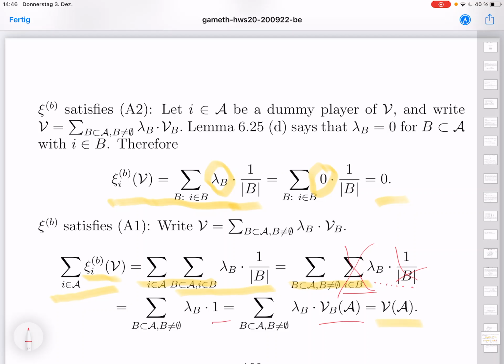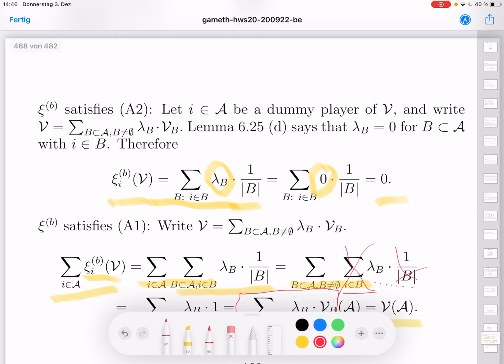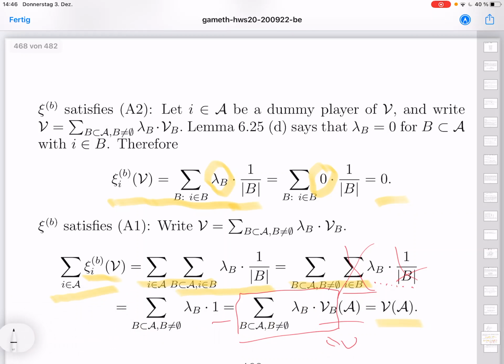And now we are already finished. Here we have again this formula for v. This is equal to v. And so we get v of A. So we get the value of the total collision A. So this finishes the proof that the map psi upper B in part B satisfies all 4 axioms.